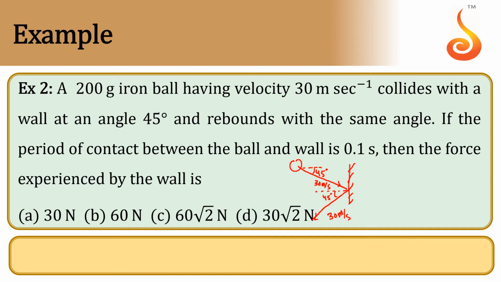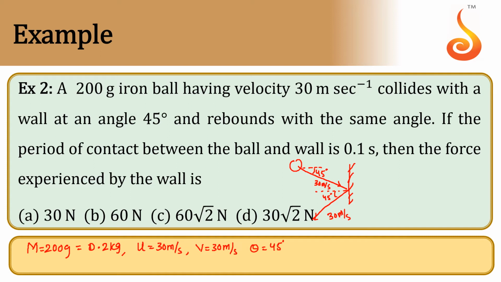Since the mass of the ball is given 200 gram, which is equal to 0.2 kg, and initial velocity of the ball is given 30 meters per second and final velocity also 30 meters per second, but at an angle 45 degrees.